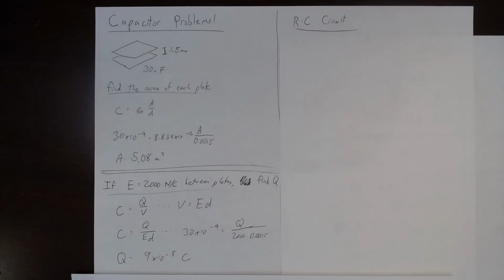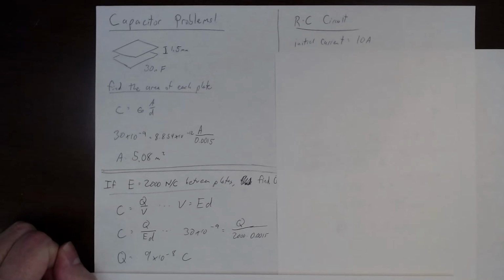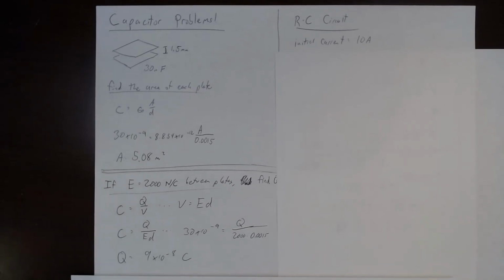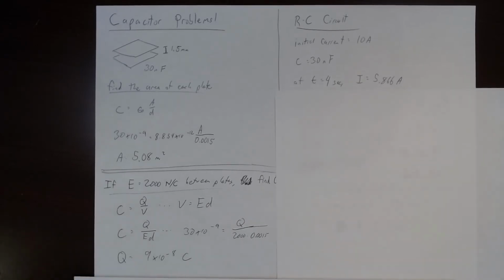What if we have an RC circuit? What if we put this circuit, this capacitor, in a circuit with a resistor? What's going to happen? Let's say that when we do this, the initial current in this circuit is 10 amps. Capacitor is still the 30 nanofarad capacitor. And at 4 seconds after we pull the switch in this RC circuit, our current has dropped from 10 amps to 5.866 amps.